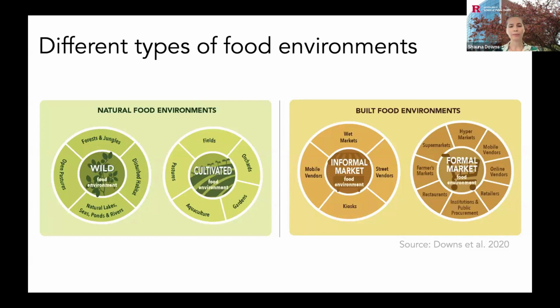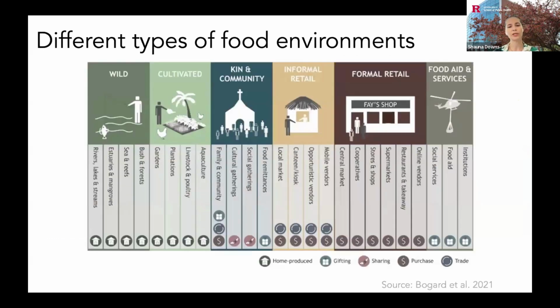This was work that many members of our team worked on, which was very conceptual a few years ago. Then Jess Bogart from CSIRO in Australia built out this framework to think about other types of food environments, including kin and community, which is really the social networks and the trading and exchange of food amongst community members, as well as food aid and services, or supplemental food assistance, which we've also included as food environment types within the food environment toolbox framing.